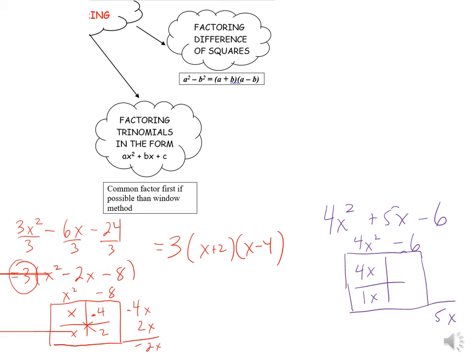Let's try 2 and 3. 4 times 2, 8x, 1 times 3, 3x. Anyone see how to get 5 out of that? Make that negative. 8 minus 3 is 5. If that's negative, that has to be. And negative 3 times 2 is negative 6.